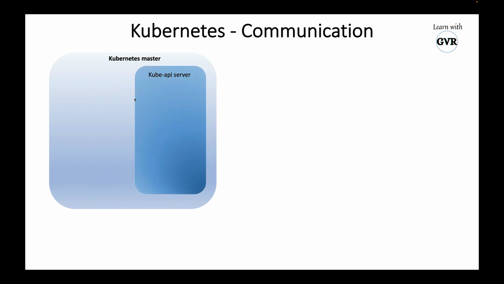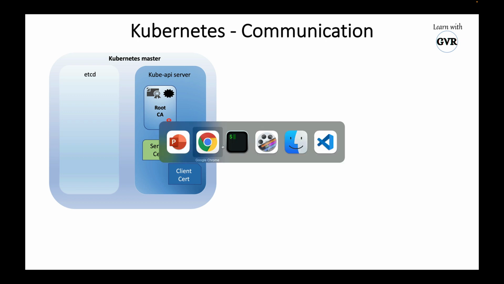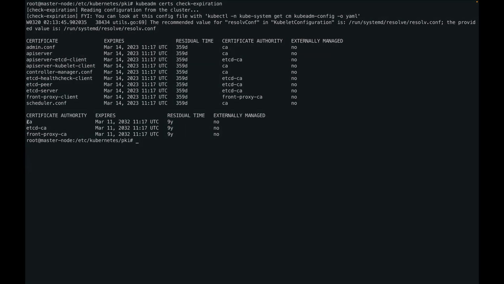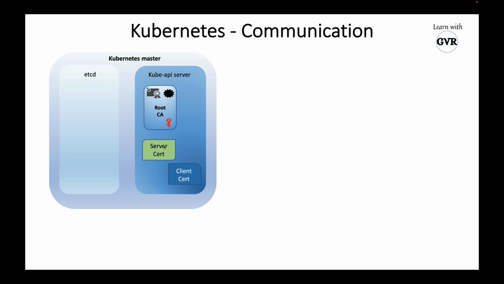Now Kubernetes communication, right? So here in the Kubernetes there is an API server, and of course it's etcd, as we have seen in the previous. API server will have a root CA, yes, we have seen it right here, root CA. Then second is a server certificate and client certificate, yes, we know.